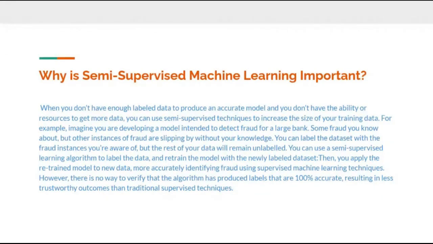For example, I've given an example to detect fraud for a large bank. Some fraud you might know, but for some you won't know whether this message is a fraud or not. So you can label the dataset with the fraud instances you are aware of, but sometimes we are not. The rest of the data will be unreliable because we don't know whether it's fraud or not. So we use a semi-supervised learning algorithm to label the data which was unlabeled, and retrain the model with the newly labeled dataset. Then we apply the retrained model with the new data, and our accuracy will increase.